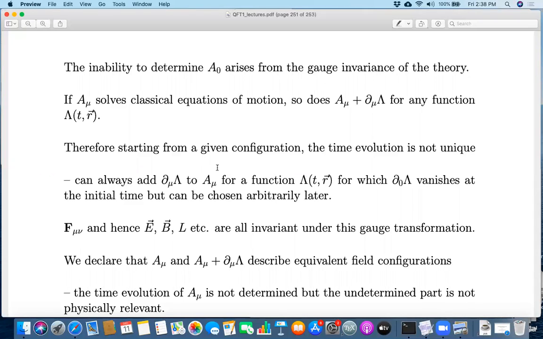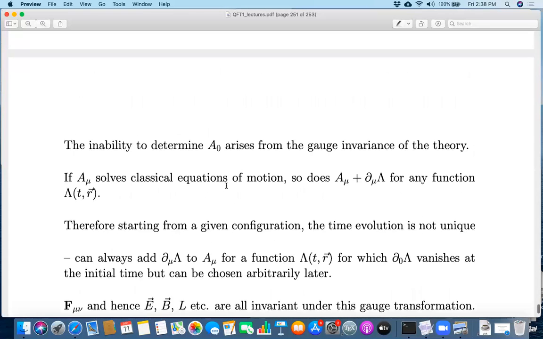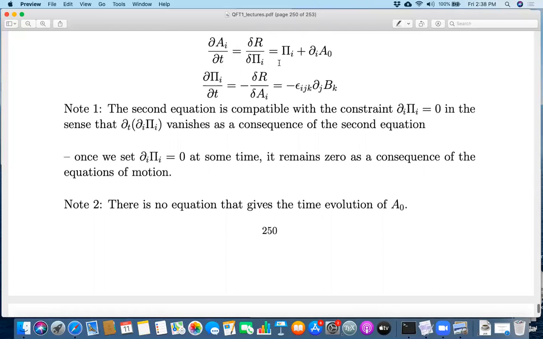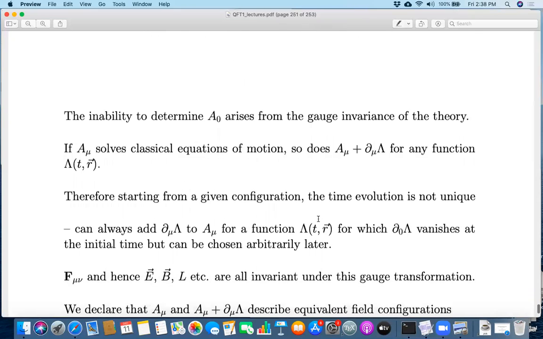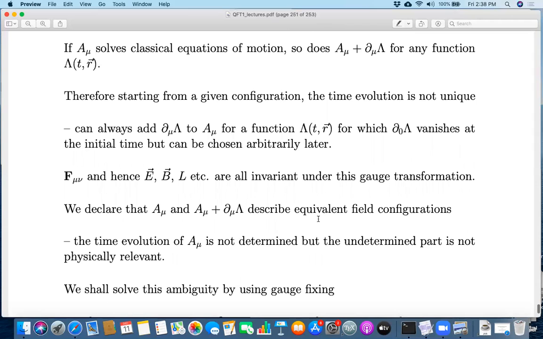So it's not surprising that the equations that we got do not determine the time evolution of A_0. Because it is not supposed to determine the time evolution of A_0, otherwise that freedom will be lost. And we know that we have this freedom of changing A_mu by adding any del_mu lambda. But of course, F_mu nu, as well as all the other things, E and B are of course part of F_mu nu, the Lagrangian, for example, these are all invariant under the gauge transformation.